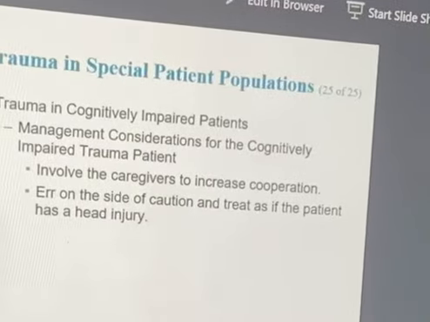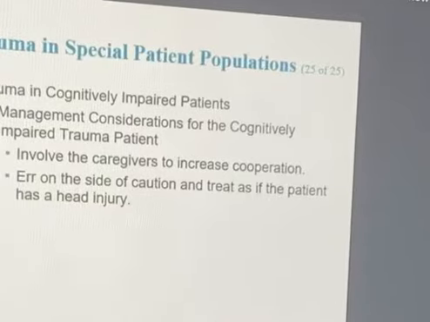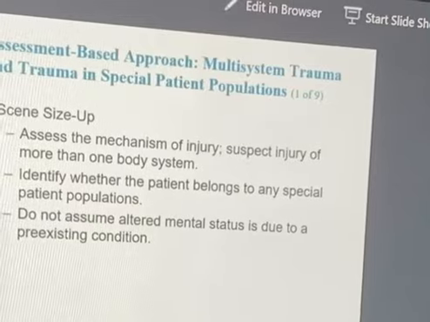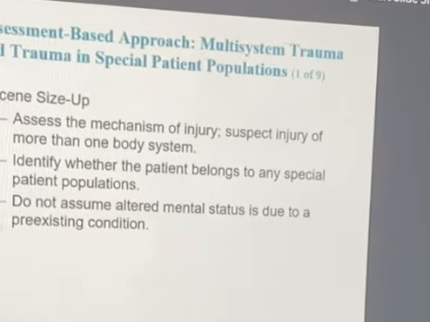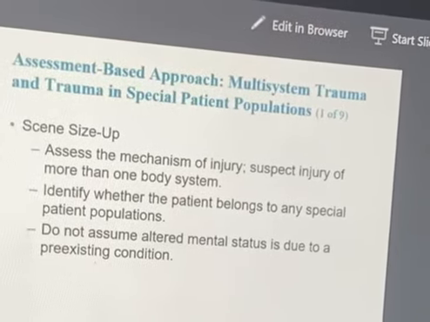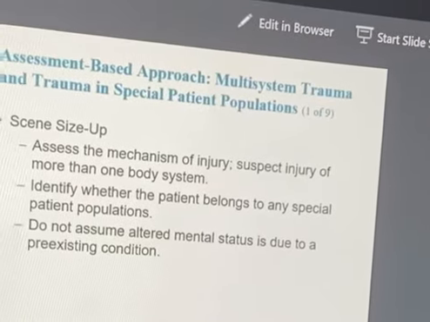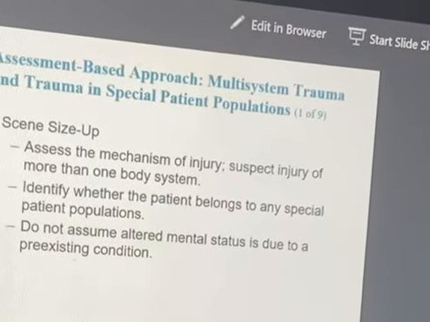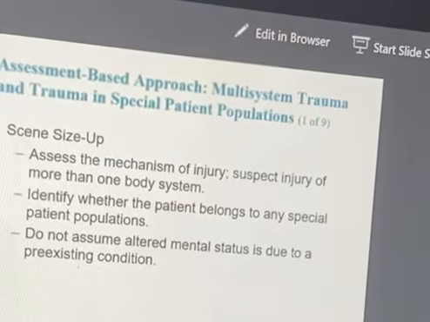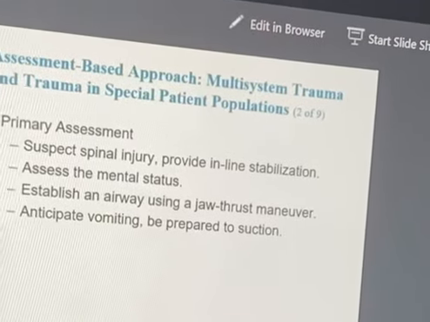Cognitively impaired trauma patients need special care. All right. Always err on the side of caution and treat as if the patient has a head injury. Unresponsive or altered mental status, especially in trauma patients, should always suggest the possibility of head injury. Never assume that mental status changes in a trauma patient are due to drug or alcohol intoxication or previous medical conditions. However, caregivers can give insight into the patient's baseline and mental status.